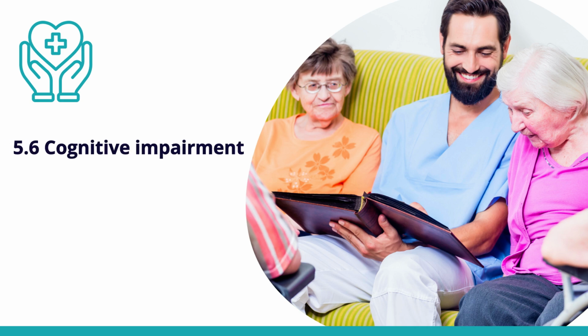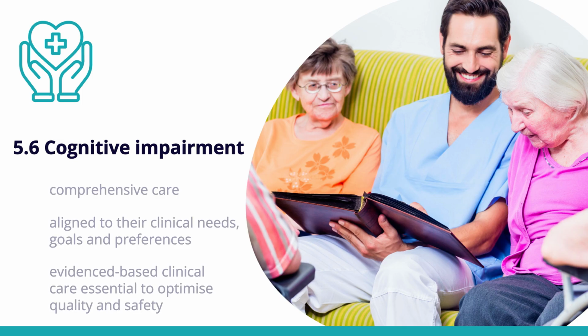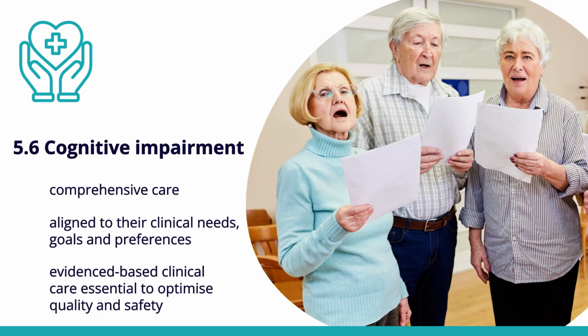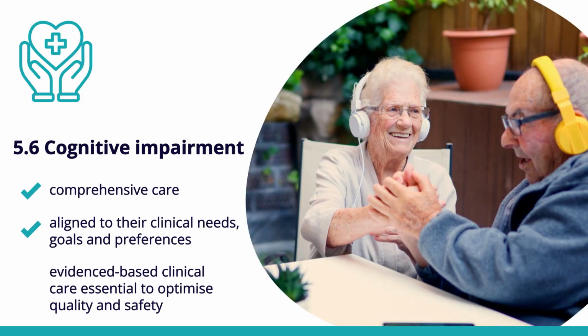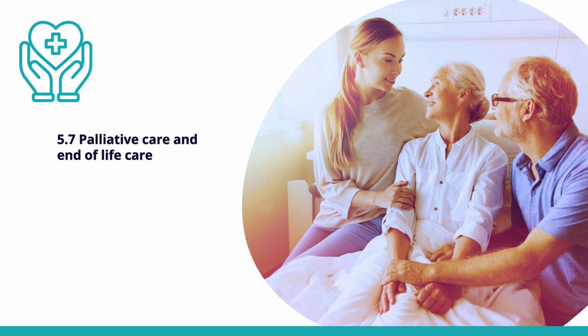Outcome 5.6 Cognitive Impairment requires providers to ensure older people who experience cognitive impairment receive comprehensive care that is aligned to their clinical needs, goals and preferences. It explains that evidence-based clinical care is essential to optimising the quality of life and safety of older people.